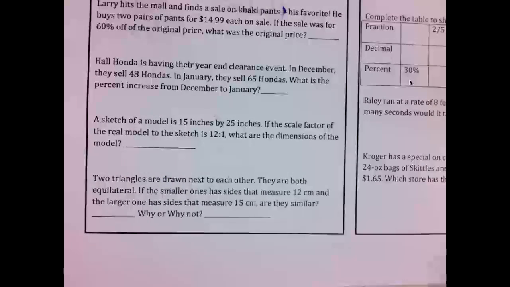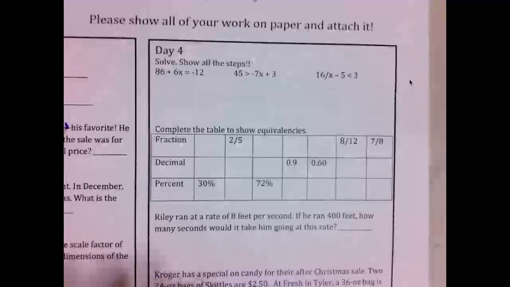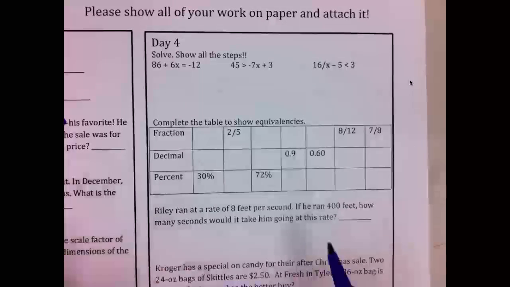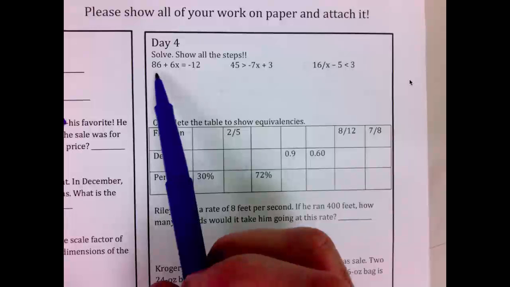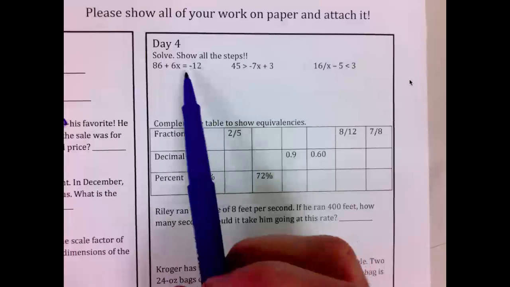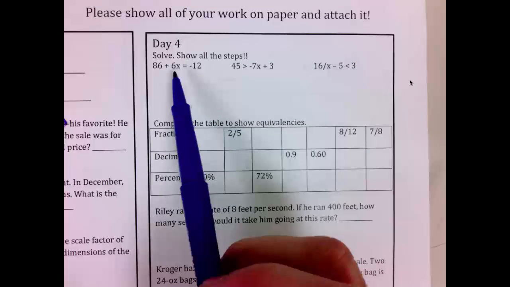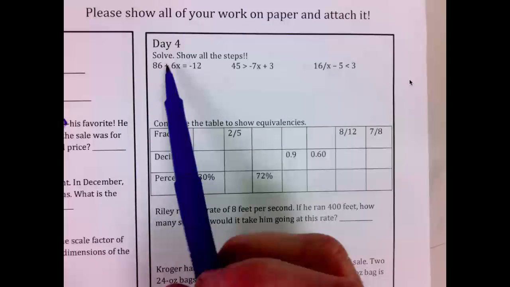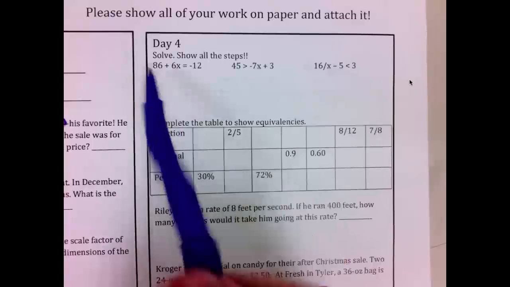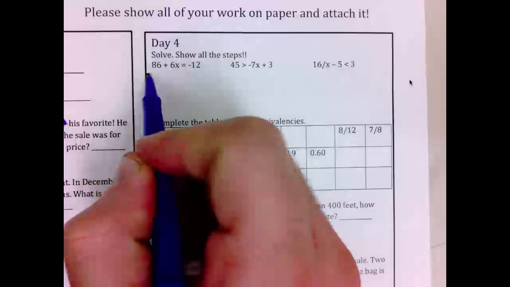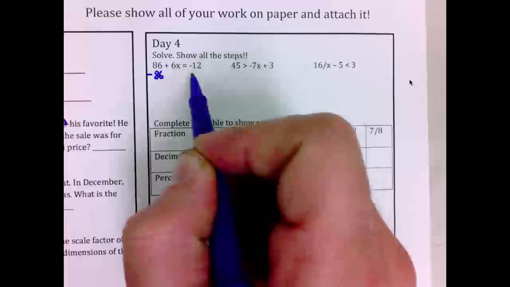All right. Now looking at day 4. We have 86 plus 6x is equal to negative 12. I want to solve for x. In order to solve for x, we want to get x by itself. So we must first undo this term that's added here, 86. It's a positive 86, so I'll subtract 86. Whatever we do to one side, we do to the other.